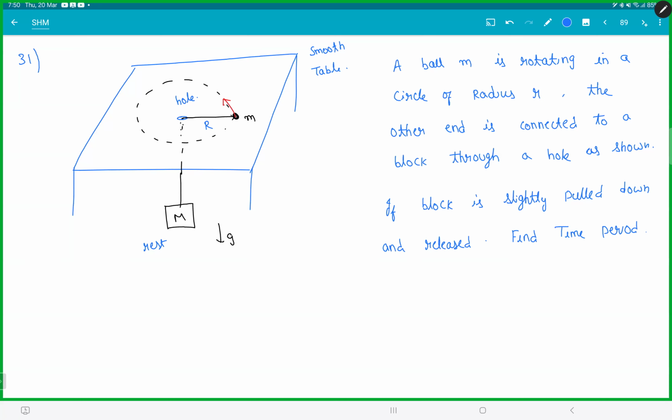Let the radius be smaller. First, you need to understand why it will oscillate. Figure out that part. That's what I keep saying. Don't directly jump into the question. Take a minute, think why it is oscillating, why it is moving. Ask yourself some questions.